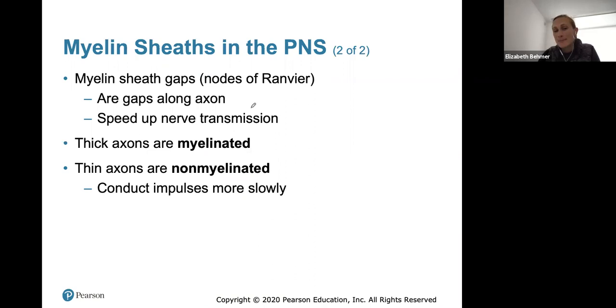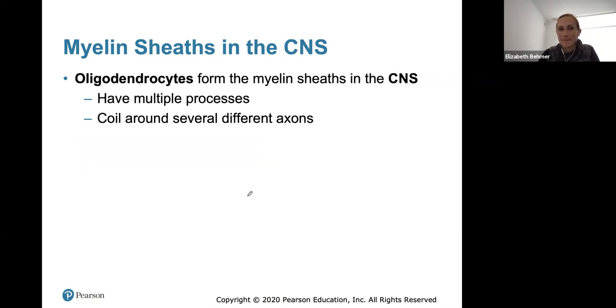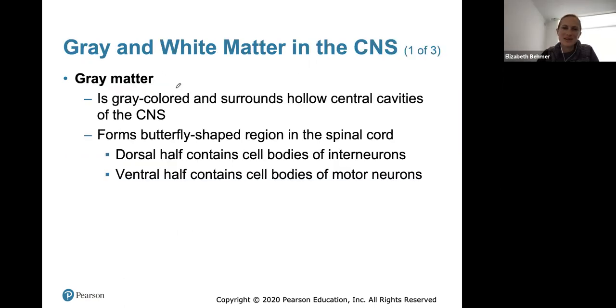The myelin sheath gaps then are also called nodes of Ranvier. They're gaps along the axon where there lacks myelin, and these will actually speed up nerve transmission. So because the action potential will jump between the myelin sheaths, thick axons are myelinated and thin axons are non-myelinated, so they will conduct impulses more slowly. Oligodendrocytes form the myelin sheaths in the central nervous system. They have multiple processes and they will coil around several different axons.